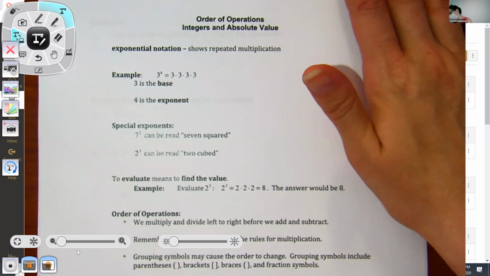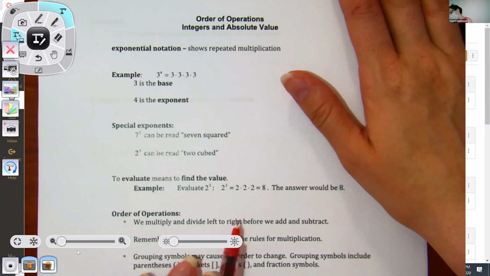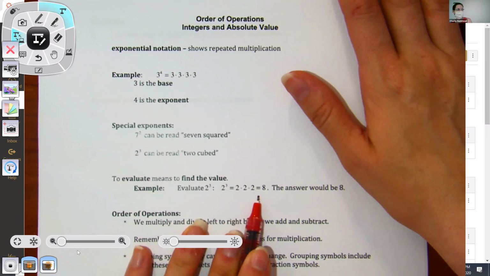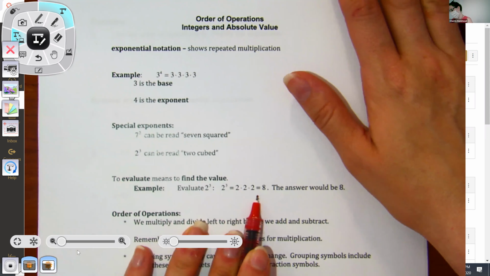Evaluate means to find the value. So 2 to the 3rd power means 2 times 2 times 2, which is equal to 8. If it says evaluate, they want you to actually multiply it out like that.